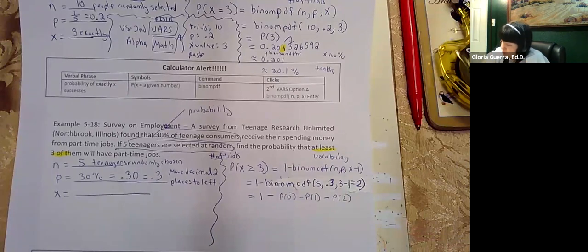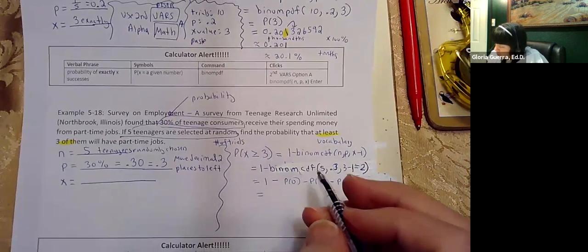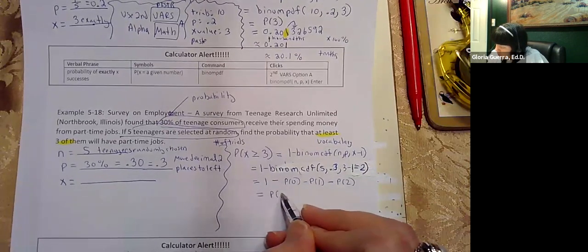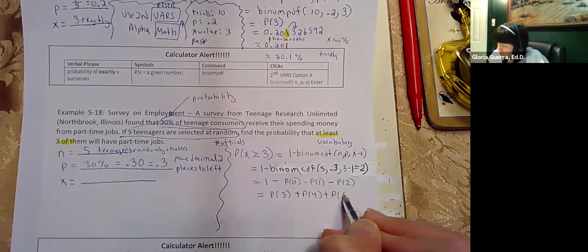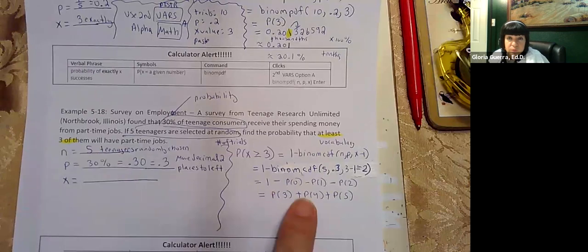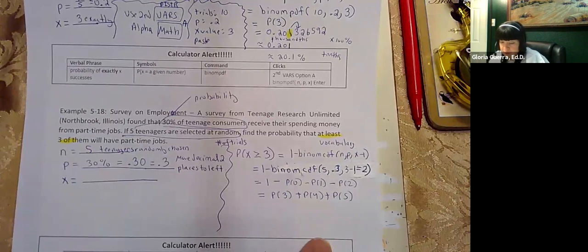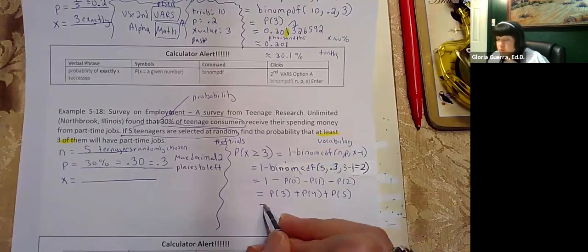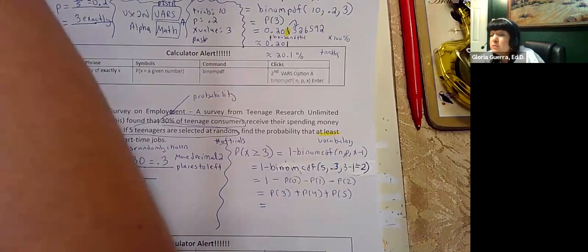And so then what does that mean? What we're finding is what's left: P of 3 plus P of 4 plus P of 5. And we stop at 5 because there was a total of 5 teenagers. So what you're left with is P of 3, P of 4, P of 5, and that's what you're summing. Now, see how I've left this blank? I still have to fill in what my X's are.